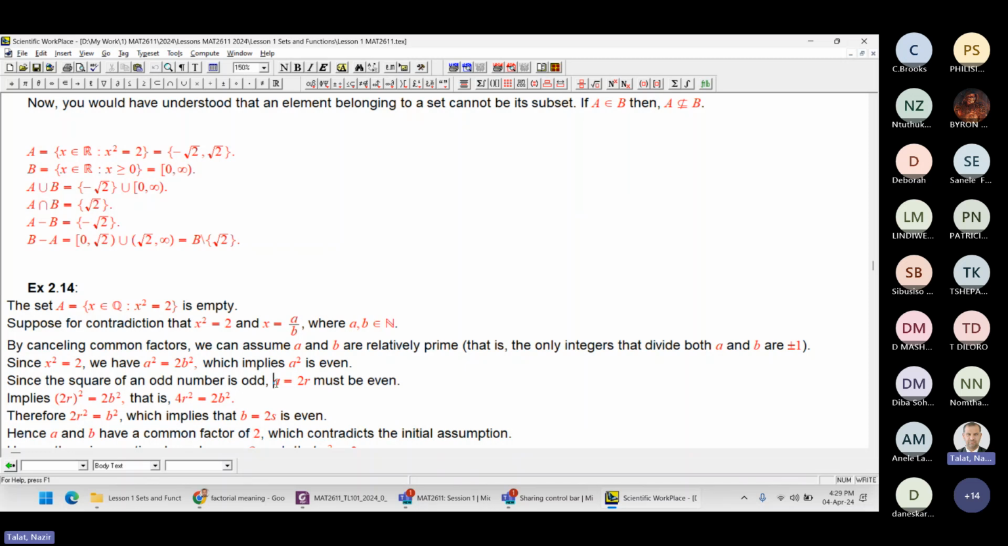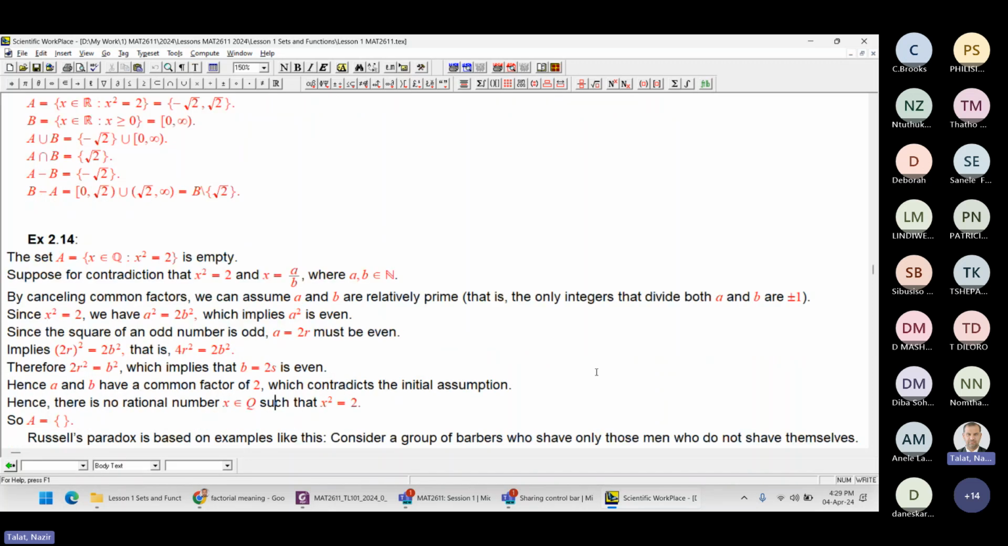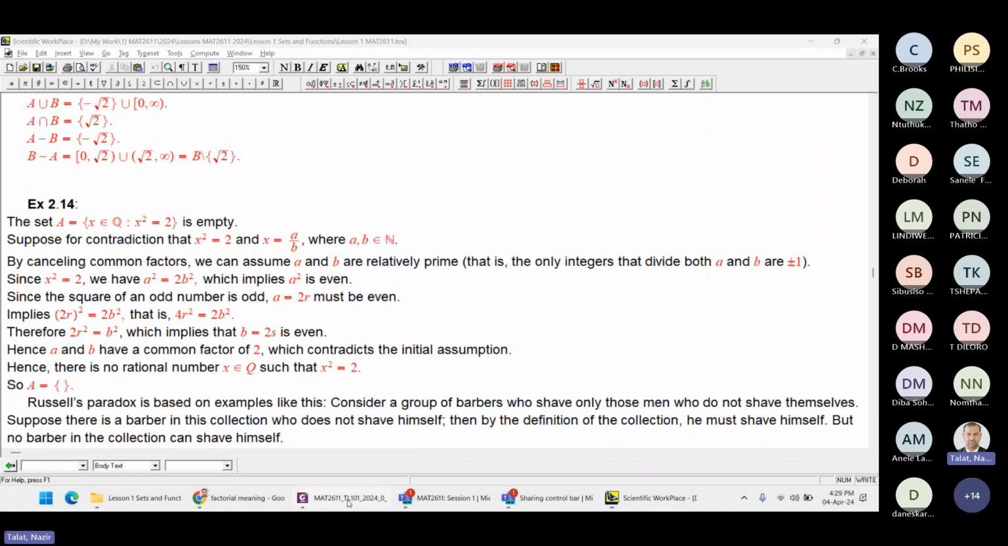Now we have noticed that a is equal to 2 times r, and b is equal to 2 times s, which means that 2 is a common factor of a and b. But initially we assumed that a and b are relatively prime. The only integers that divide both a and b are plus 1 and minus 1, which contradicts the initial assumption. It means there is no rational number x in the set Q which satisfies x square equal to 2. It means A is an empty set. So this is about this one.